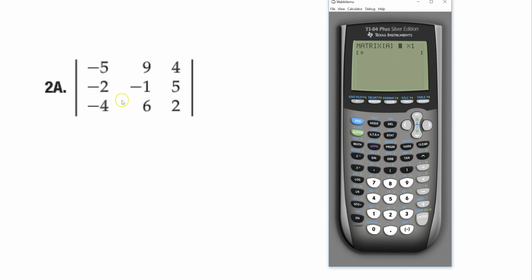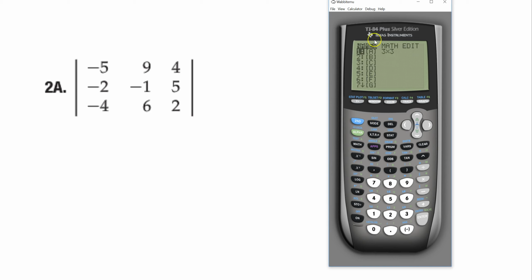This matrix is a 3 by 3. Type in all the values. Negative 4, 6, and 2. So I just went through and typed in all my values. Now let's get out of this. I'm going to go back to my matrix.